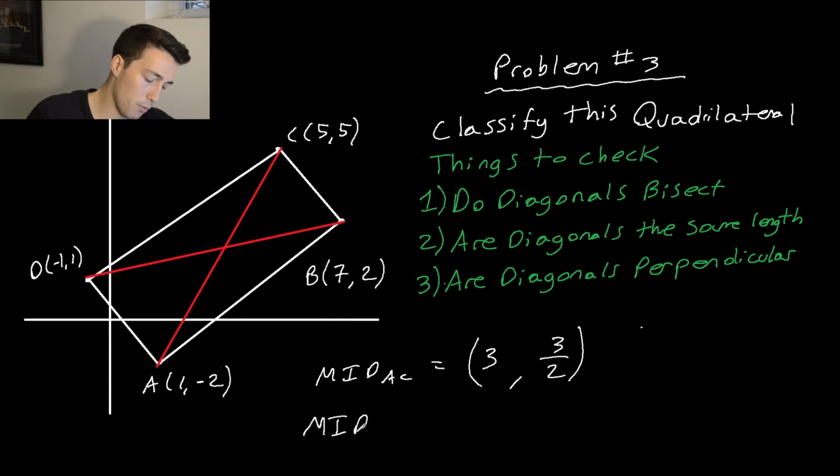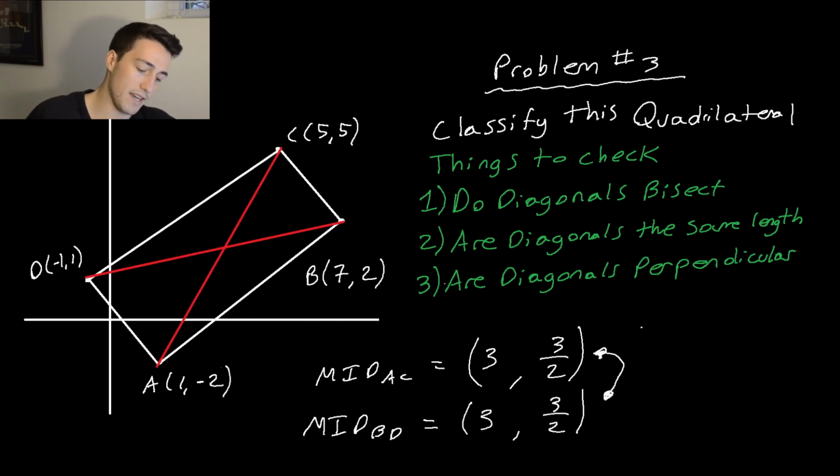Now we'll do the midpoint of BD, and that's going to be 7 minus 1, so that's going to be 6, divided by 2, that's 3. And then we'll get 1 plus 2, well that's 3, and then that's going to be 3 divided by 2. So again, we get the midpoints to be the same value, meaning the diagonals do bisect. So at the very least, this quadrilateral is a parallelogram.